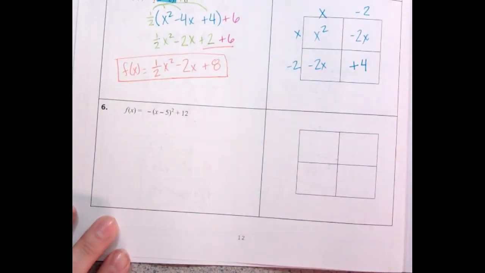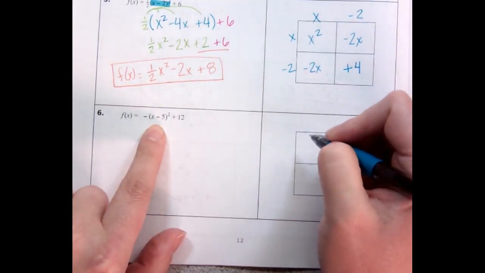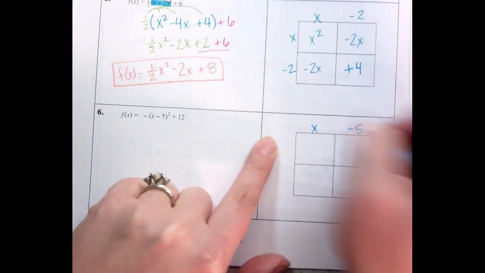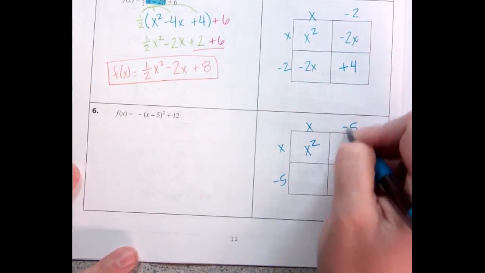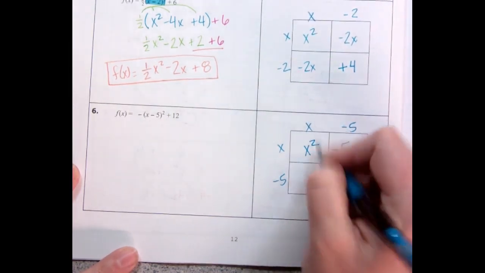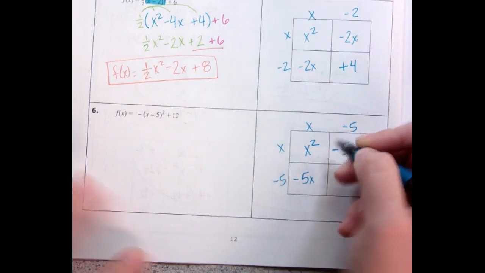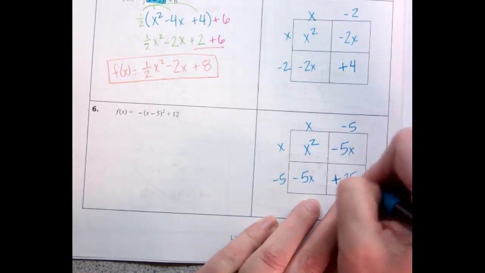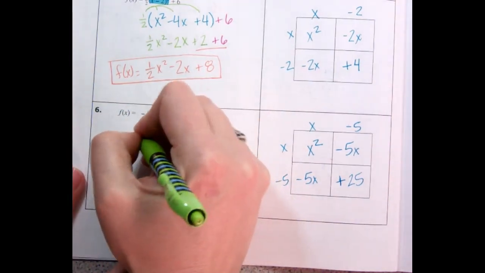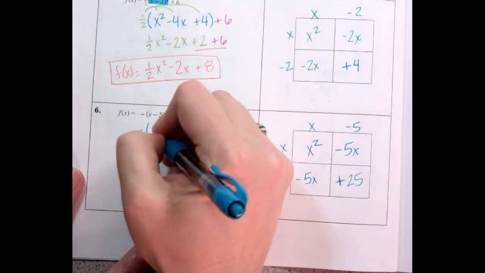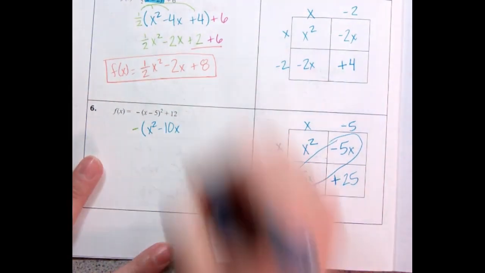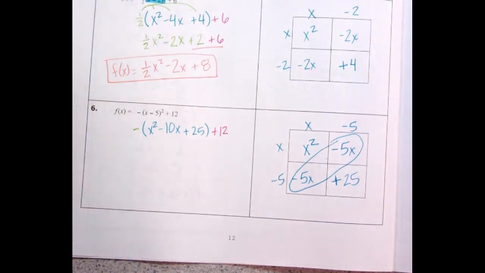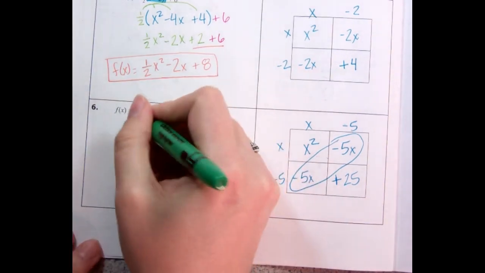Last problem. Same idea. I'm going to start with my parentheses. X minus 5 squared. So x minus 5, x minus 5. X times x. X times negative 5. Negative 5 times x. Negative times negative is a positive 25. Okay, so this negative out in front is still there. This part right here, x squared, negative 5 gives me negative 10x plus 25. Don't forget about that plus 12 out there at the end. So remember that came from there, and the negative came from right there.